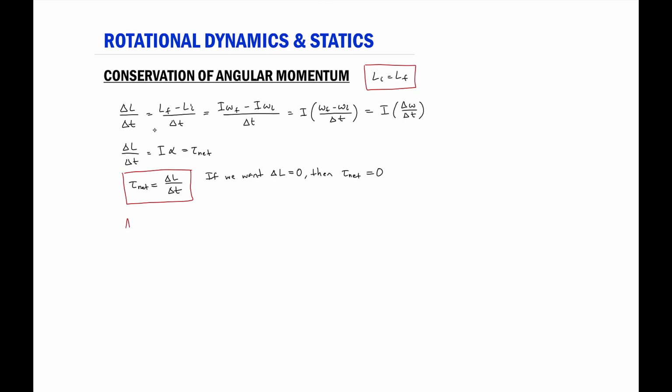So let's write this down. Angular momentum is only conserved, so that's Li is equal to Lf, when the net torque is equal to 0.